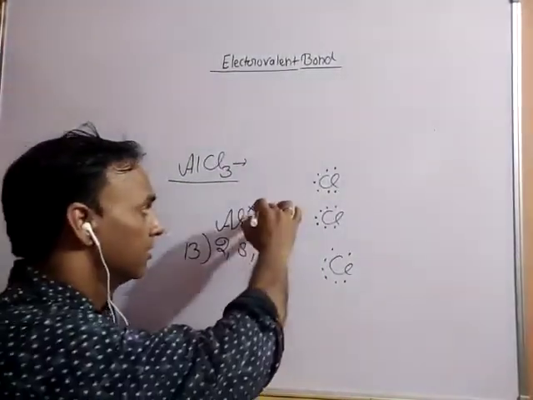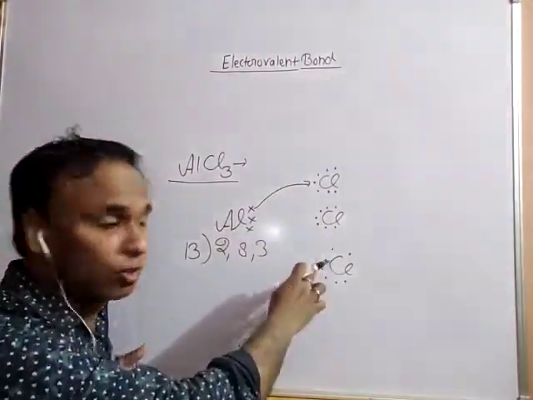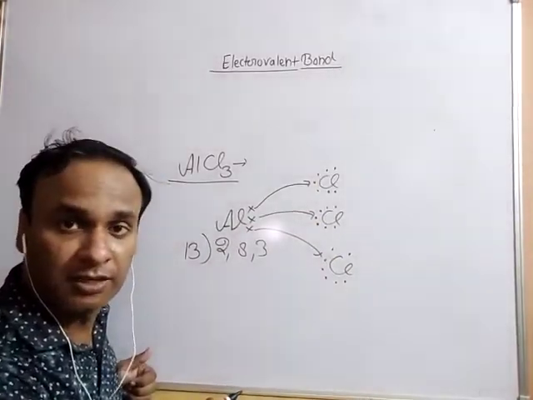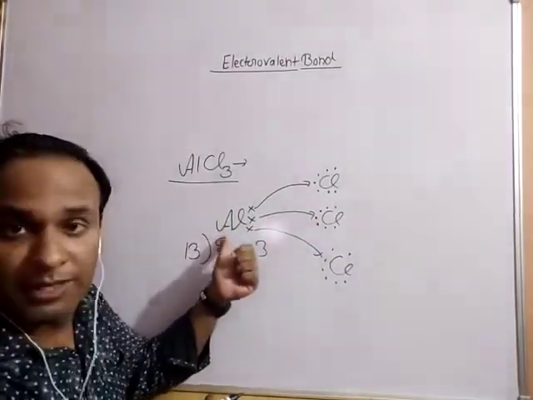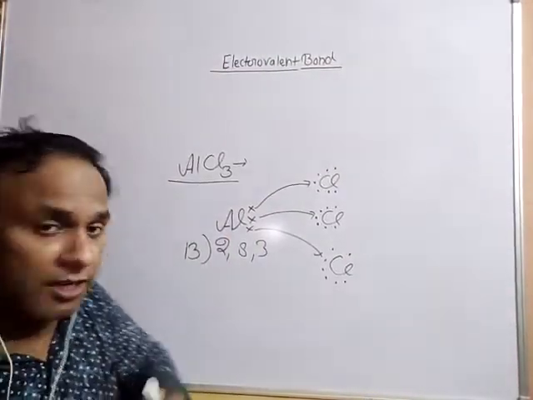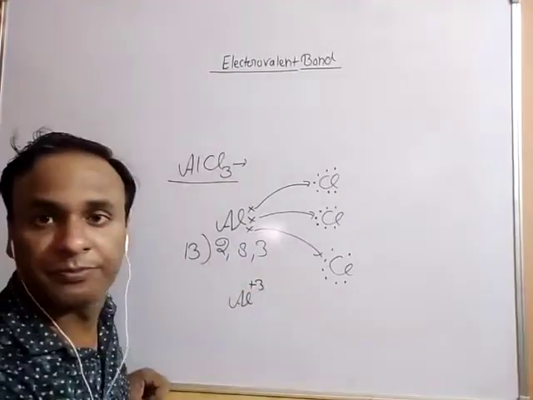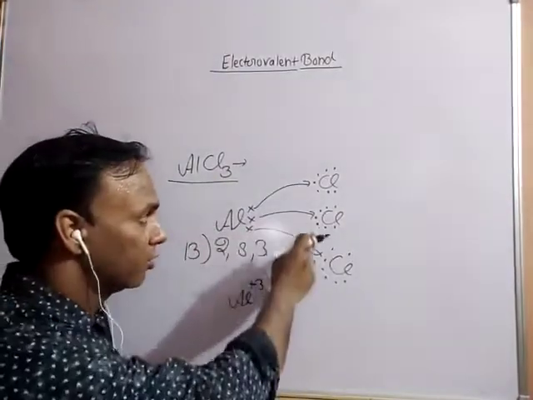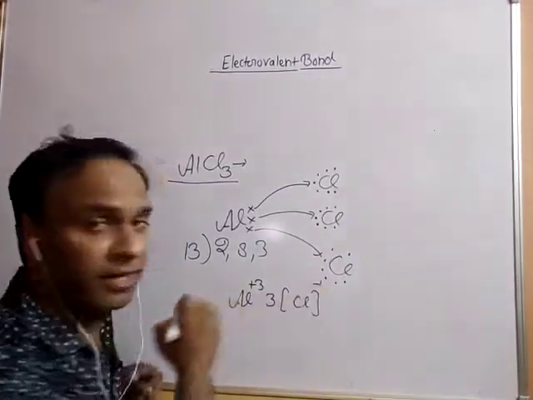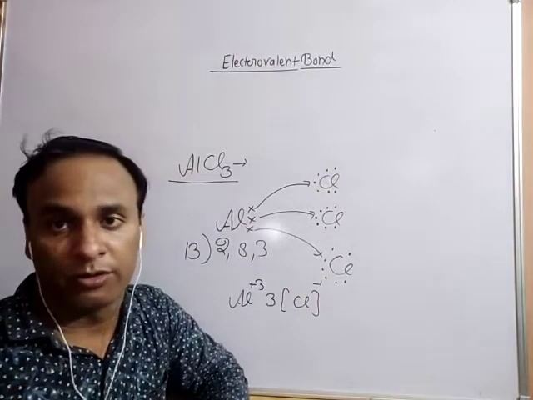So the aluminium atom loses 1 electron to each chlorine atom, like this. Clear? Then the aluminium atom gets its own stability by the loss of 3 electrons. That means it acquires a +3 charge. Clear? And each of the 3 chlorine atoms acquires a -1 charge. This is the formation of electrovalent bonds.